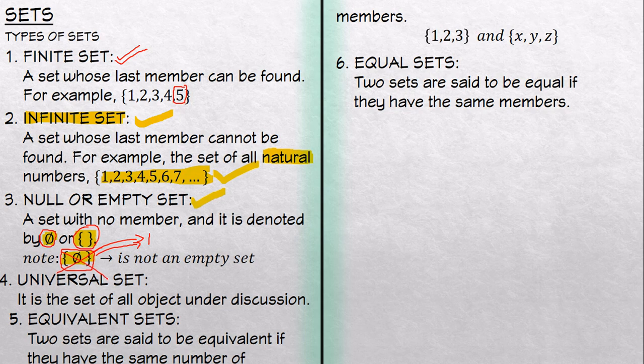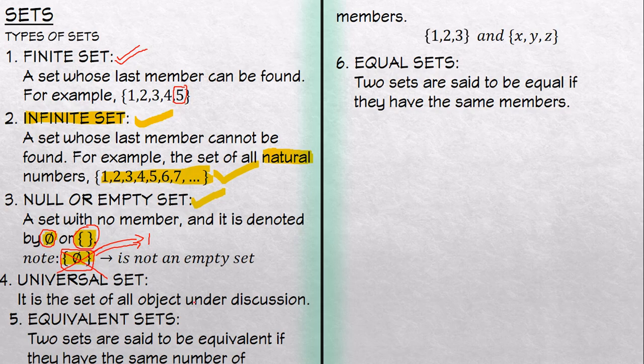Okay. Then we talk of the universal set. We are going to discuss the universal set when we start talking about the Venn diagrams. It is just the set of all objects under discussion. So we will discuss it when we get to the Venn diagrams.